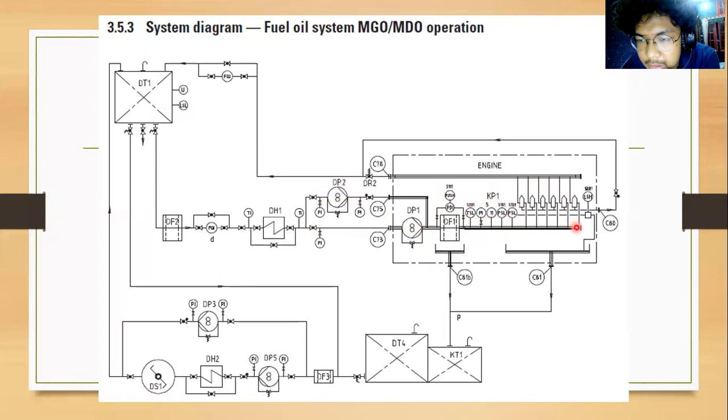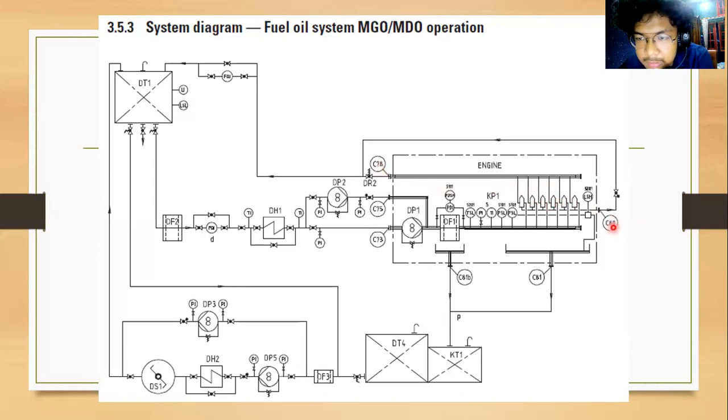After that, the fuel enters this injection valve, and when the injection is about to happen, the fuel will be pumped by KP1, which is the injection pump. So the fuel can be sprayed inside the combustion chamber. Okay, so the combustion will happen and the energy can be used to rotate the crankshaft.